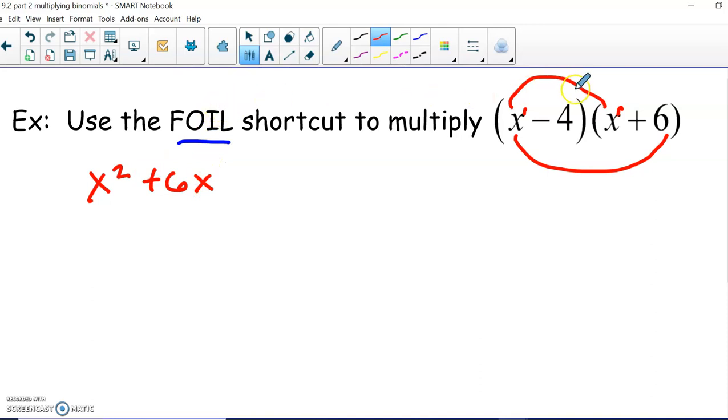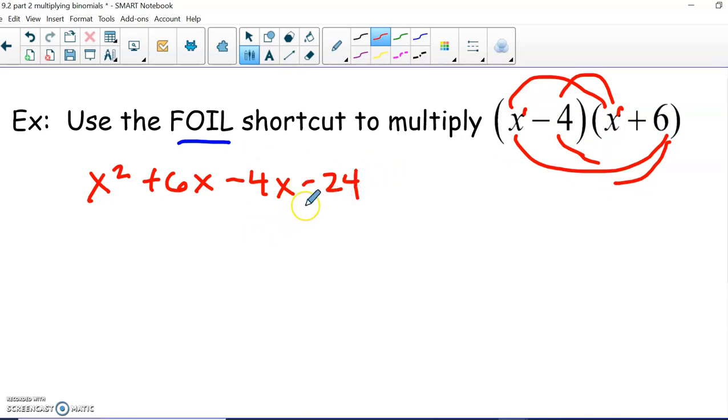I stands for inside, so I'm going to multiply the inside term, so that's negative 4 times x, or negative 4x. And finally, the L in FOIL stands for the last term, so I'm going to multiply this negative 4 times this positive 6. That's going to give me negative 24.